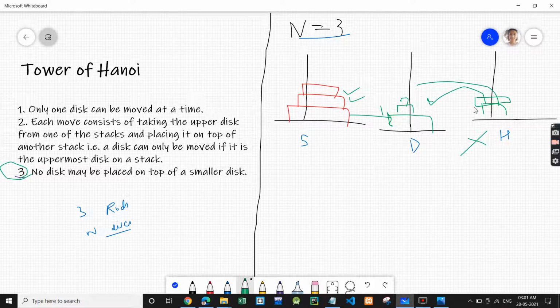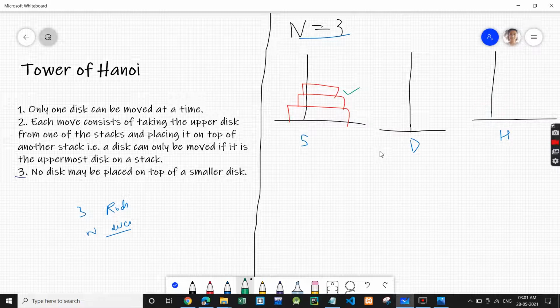Why? Because in the helper rod, we are placing this larger disk over the smaller disk. See, the larger disk is over the smaller disk, but there is a condition that no disk may be placed on the top of a smaller disk. So this approach is wrong. We cannot do it like this. So I need to think of some other way.